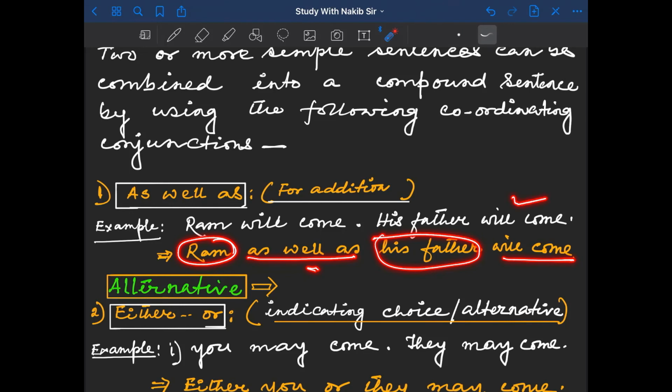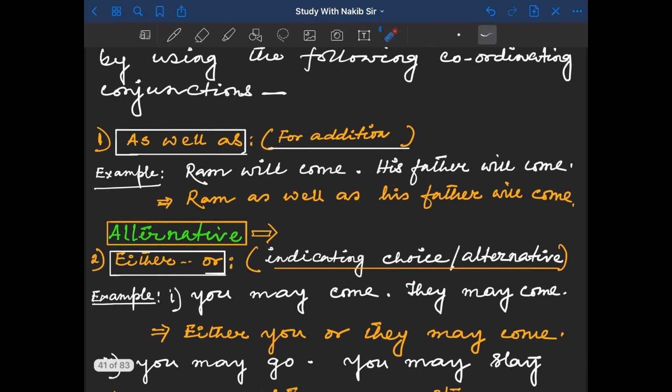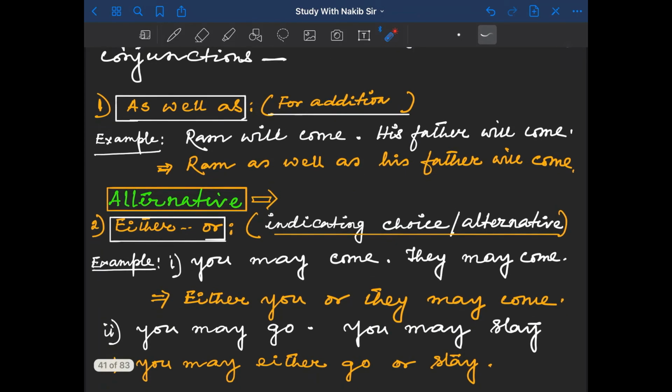If you get this type of sentences, join the subjects this way, Ram as well as his father, instead of using and, because and is prohibited for you. Now the combined sentence is Ram as well as his father will come.